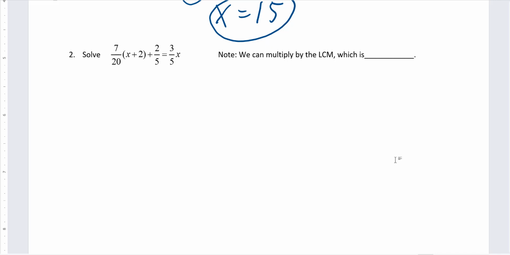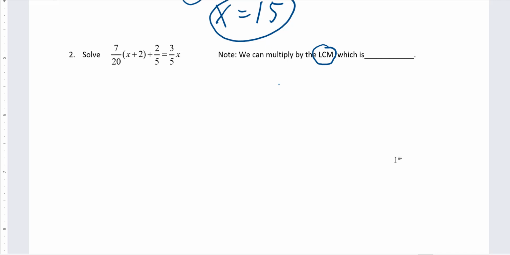Okay, we're going to solve this more complicated equation. Now, to do that, we're going to end up finding the least common multiple of our denominators. Well, our denominators are 20 and 5. There are various ways to find the least common multiple. I'm going to show you one way. This is not necessarily the best way. It's good for some circumstances and not as good for other circumstances, but it always works.